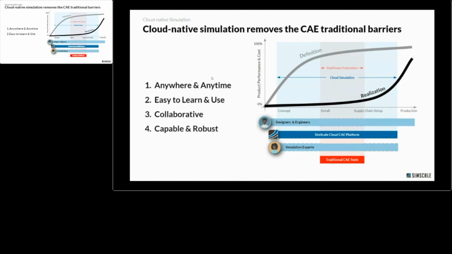And then the last one: capable and robust. That's almost like table stakes from our perspective. If a simulation tool doesn't solve the physics challenge at hand, there's no point in starting to use it in the first place.